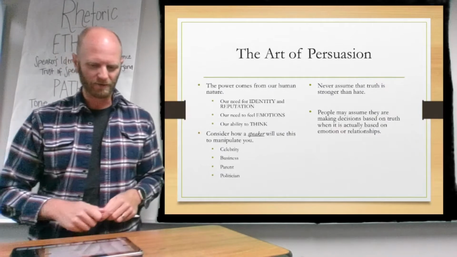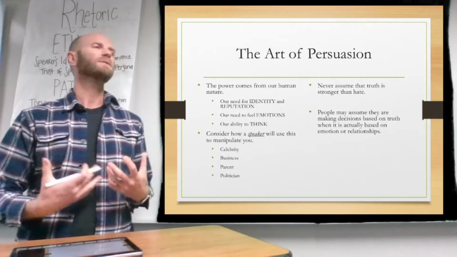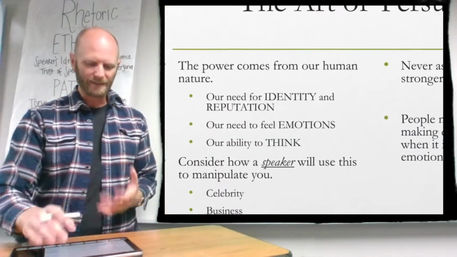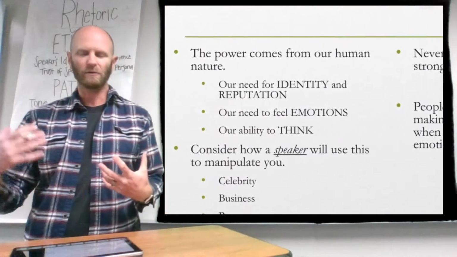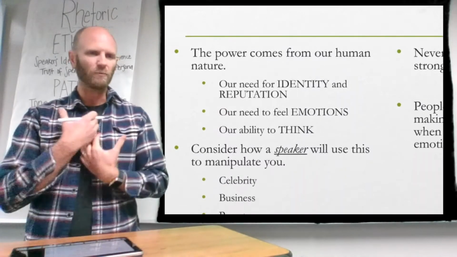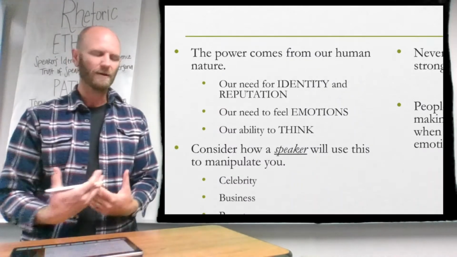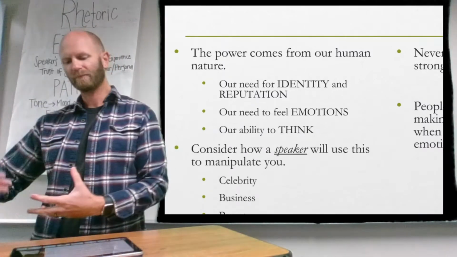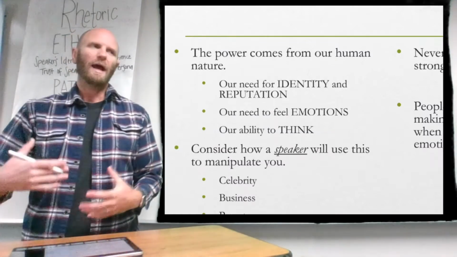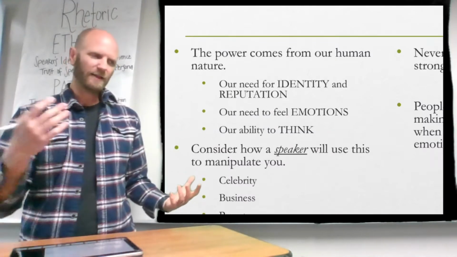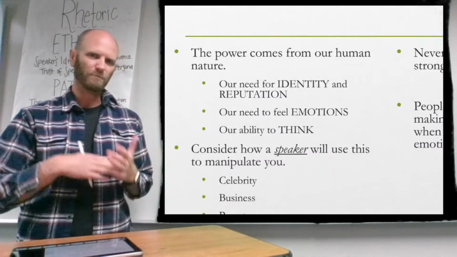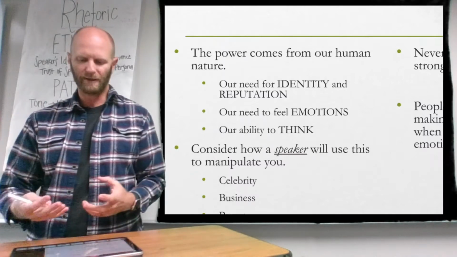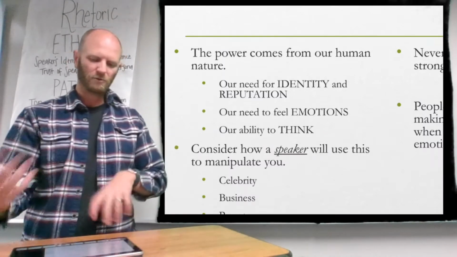So again, if we're thinking of the art of persuasion, it comes out of our human nature, who we are as people. We have this need for identity and relationships and looking at people's reputation. That is just one fundamental part of what it means to be human. We have a need to feel emotions. We are not robots, we are not Vulcan. We need emotions, they are part of our lives, and we have an ability to think. So again, that's part of what drives rhetoric to be so persuasive. Using identity, using emotions, using our ability to think, we can be manipulated and pushed to a certain outcome.